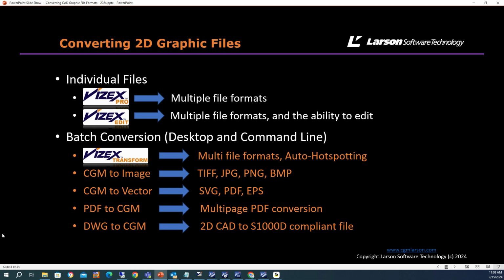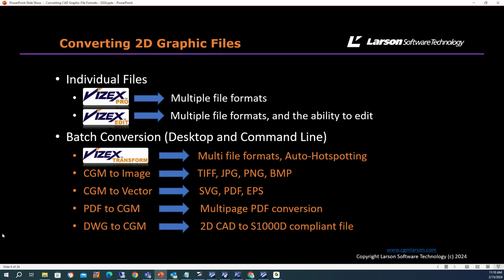And then we have batch convert. Our flagship product is VisX Transform, which handles multiple file formats from one format to another. But its real purpose is to auto hotspot those files as well. So it not only converts one format to another, it also will auto hotspot both raster and vector files. It's very powerful if you're doing a project where you have to go from one format to another, and also at the same time hotspot, say, thousands of files at one time.